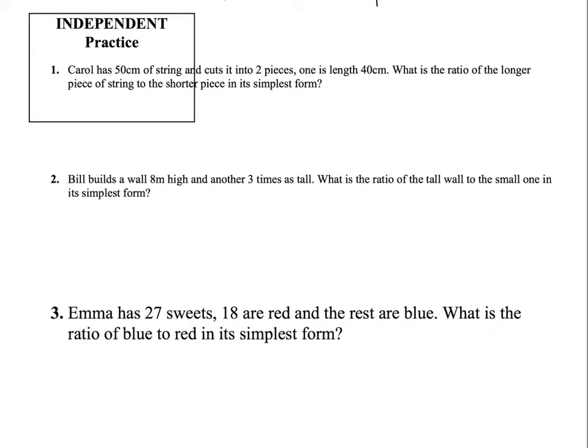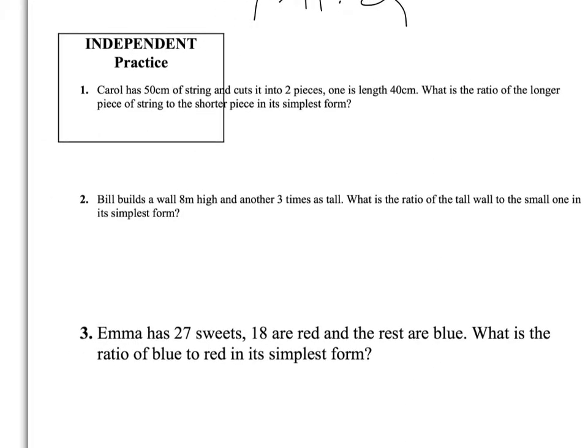All right. So Carol has 50 centimeters of a string. She cuts it into how many pieces, Audrey? 2 pieces. How long is one of them, Brian? 40 centimeters. So how long is the rest of it? Who can tell me how long is the other piece? Let's have Siani. 10. So we know that one is 40. Oops, let me write this down. 40, and the other one is going to be 10.